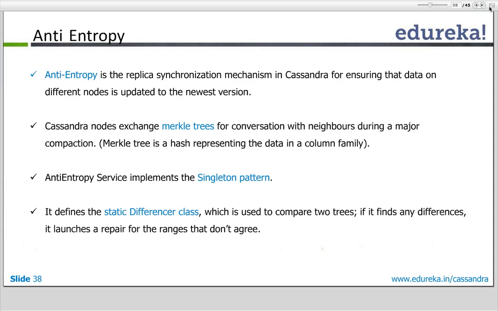So anti-entropy service implements a singleton pattern. What does that mean? You cannot run multiple instances of anti-entropy. So if you see, the complexity is involved here.